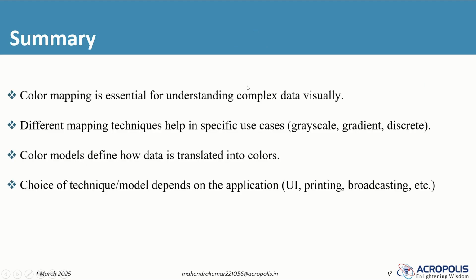So here is the summary. To wrap up, color mapping is a vital technique in data visualization. It helps us translate raw data into something we can easily understand with our eyes. So we have explored different techniques, grayscale, gradient, and discrete mapping, and also discussed how color models like RGB, CMYK, HSV, and YIQ support these mappings.